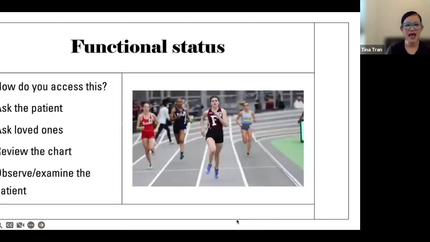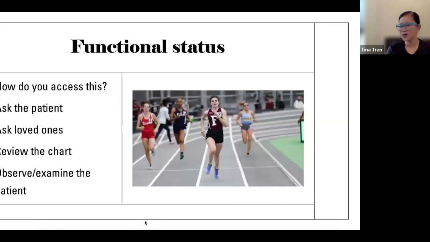So functional status, how do you ask about the patient's functional status? Do you ask the patient, ask their loved ones, review the chart, observe and examine the patient? I guarantee oftentimes if you ask a patient, are they able to climb 3 flights of stairs, you'll get an answer where they'll say, oh yeah, slowly but surely, no problem. And then you ask them to tell you about the last time they climbed a flight of stairs. They'll say, oh, I avoid those stairs. It's escalators or the first floor for me. But in their mind, they're able to do it. So how do you ask to really get the real life, real time functional status of the patient?